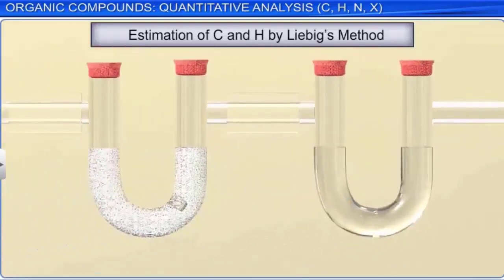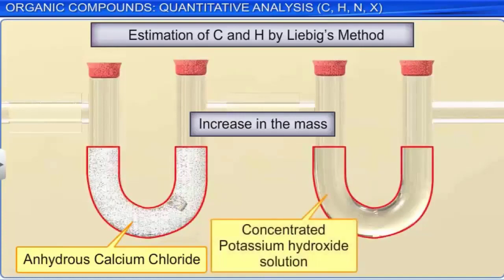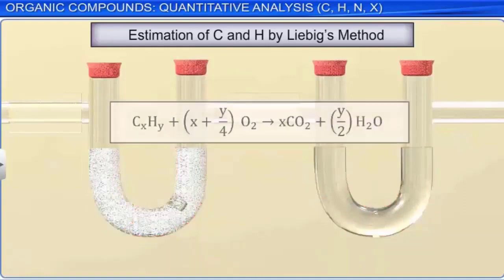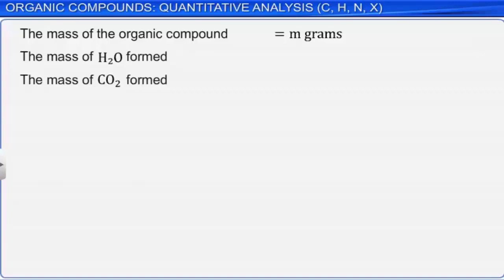The increase in the masses of calcium chloride and potassium hydroxide is calculated to get the amount of carbon dioxide and water in it. From the amount of carbon dioxide and water, the percentage of carbon and hydrogen are calculated. Let the mass of the organic compound taken be m grams, and the mass of the water and carbon dioxide produced be m1 and m2 grams, respectively.